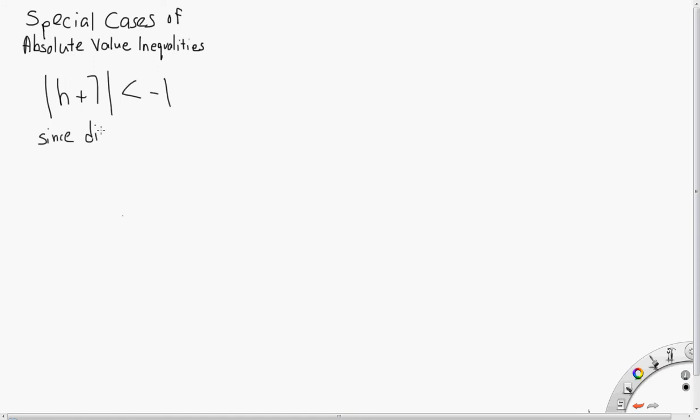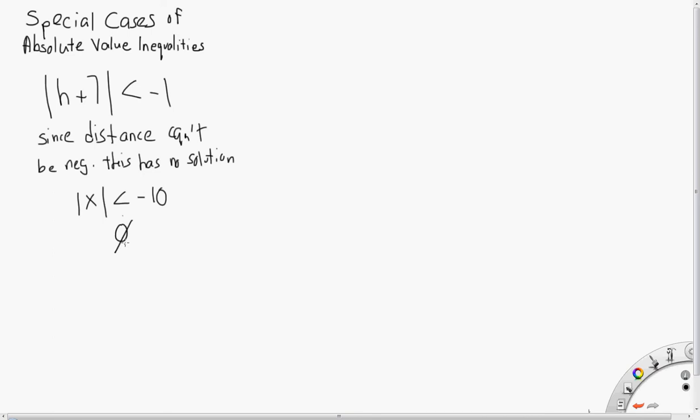Since distance can't be negative, this has no solution. So when the absolute value of h plus 7 is less than negative 1, no solution. Absolute value of x less than negative 10, no solution.